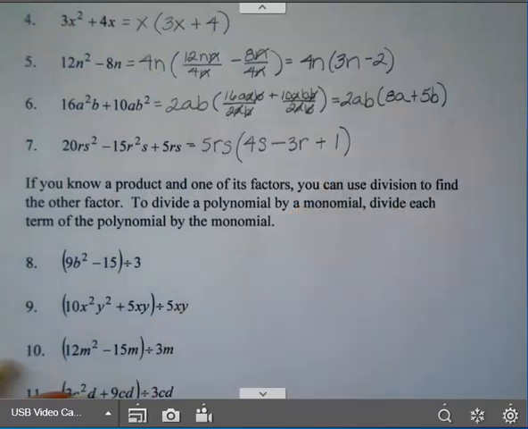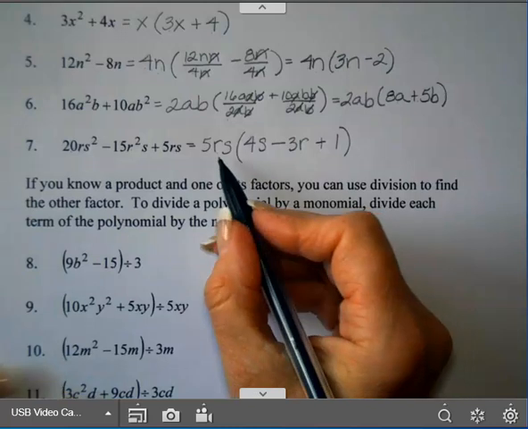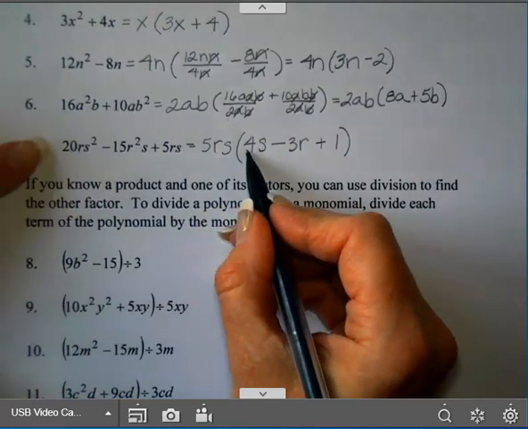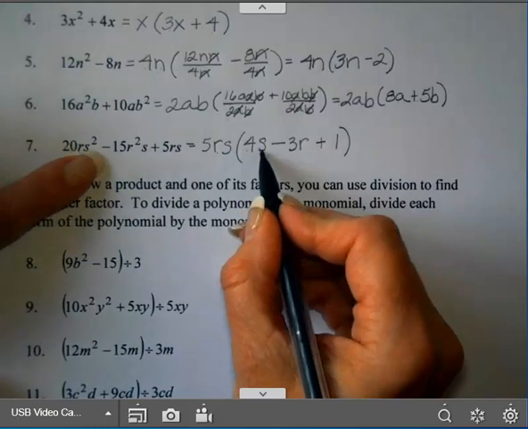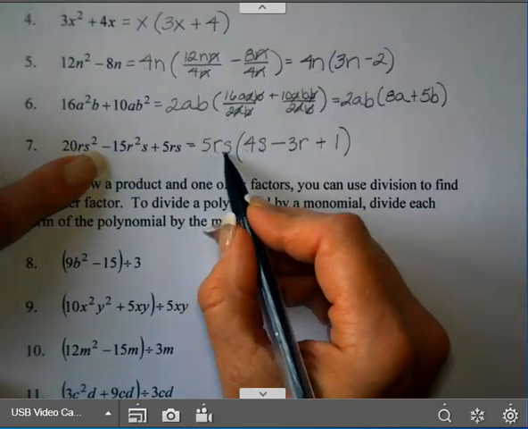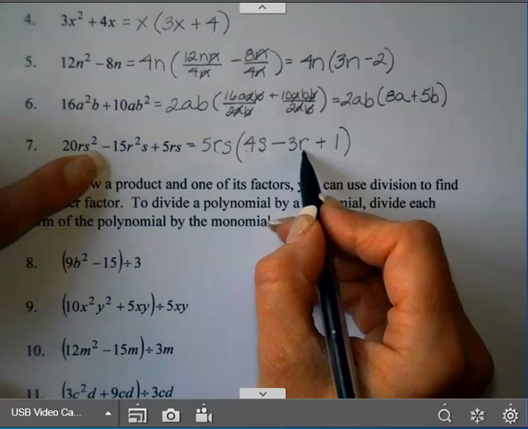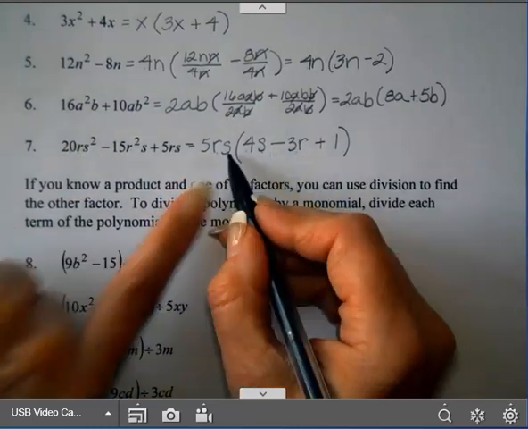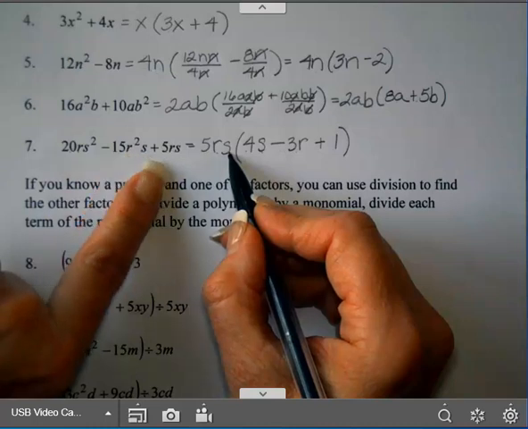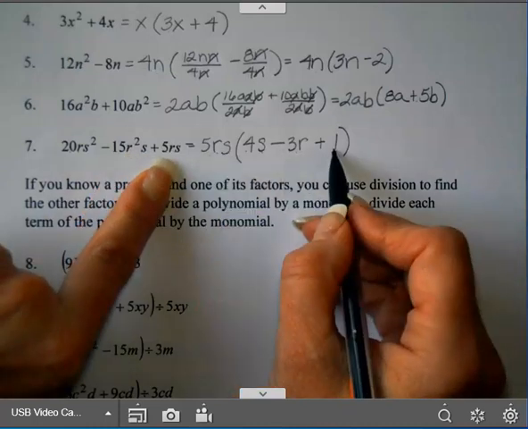If you're a little shaky on if that really works, let's multiply it out. 5 times 4 is the 20. And then I have the R, and then S times S is S squared. First term is good. 5RS times negative 3R. So that's going to be negative 15 R squared and an S. That is my second term. And then 5RS times 1 does give you 5RS.